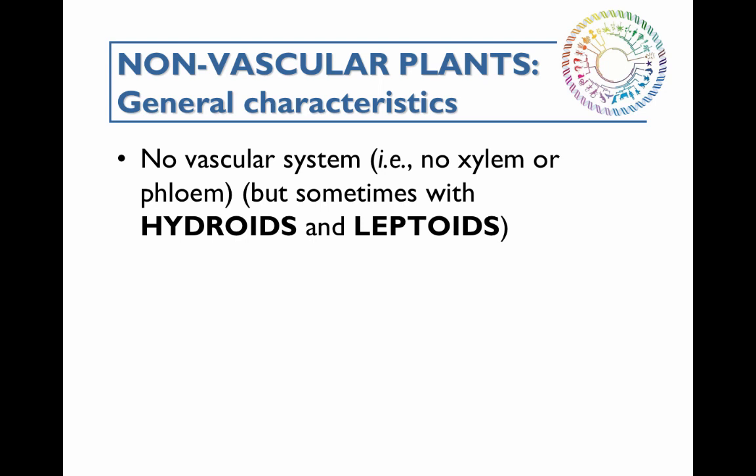So what are the characteristics of these non-vascular plants? Well, the most obvious characteristic is that they do not have any vascular system. So vascular plants have a xylem, which is used for the transport of water, and phloem, which is used for the transport of the food products created during photosynthesis in the leaves. These non-vascular plants do not have any vascular system, and that's one of the reasons why these plants are typically very, very small.